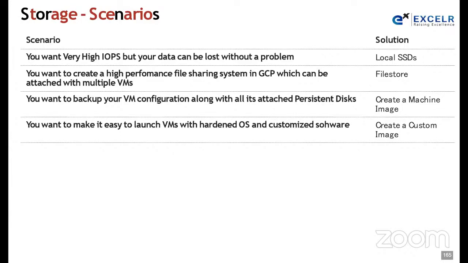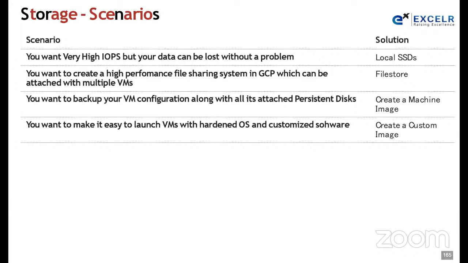If you want a high performance file sharing system within the GCP, which can be attached to multiple virtual machines, then you should go for file storage. If you want to take a backup of your VM configuration along with all the persistent disks, then you have to create a machine image. And if you want to make it easy to launch a virtual machine with all the security patches, a hardened OS, and customized software, then you should go for the custom image.